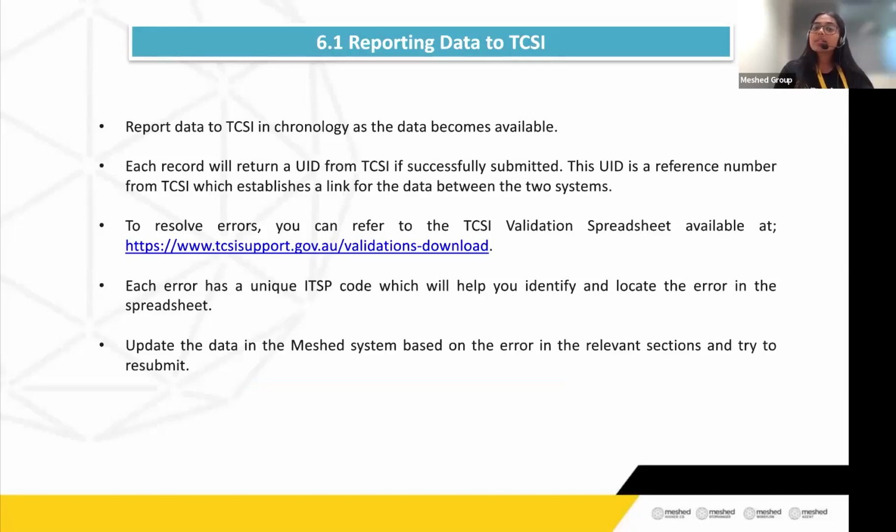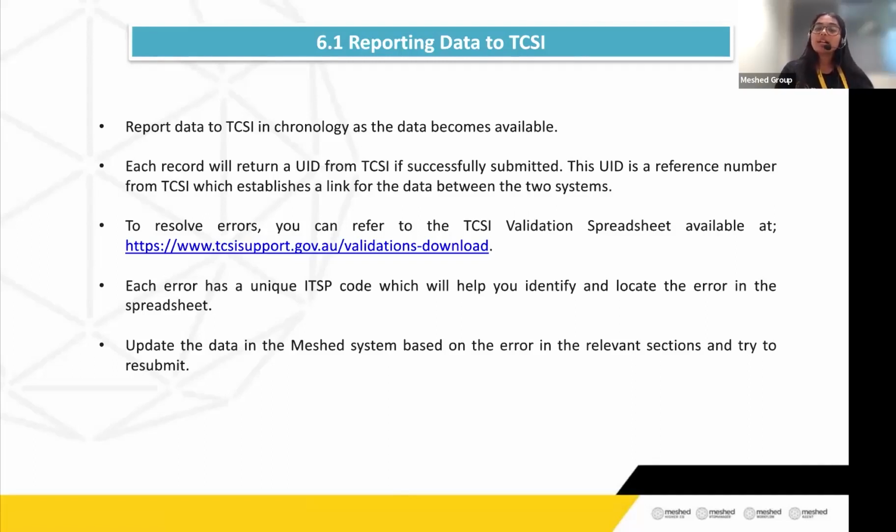This reference number is the number that indicates with what ID the record sits in the taxi database. If you do not get this UID from taxi, it means that the record has some sort of error or warnings that need to be fixed in the system. To resolve errors or warnings, you can refer to this validation spreadsheet, which is the latest validation spreadsheet available from taxi. You can use this link here, or you can go to the taxi support page.